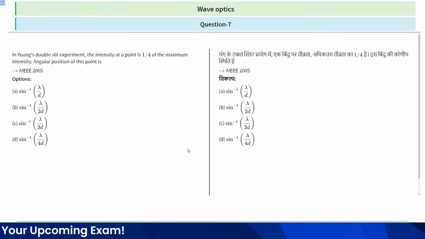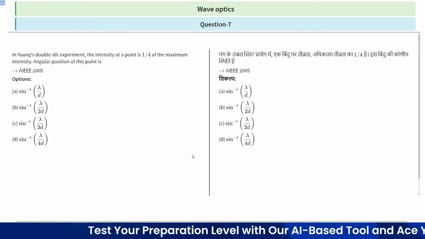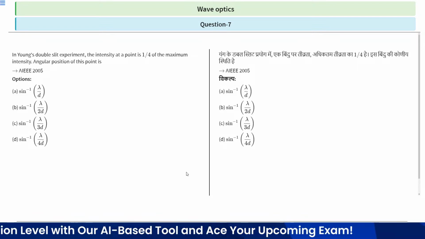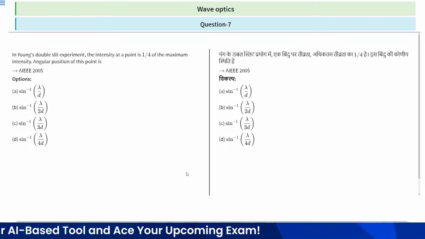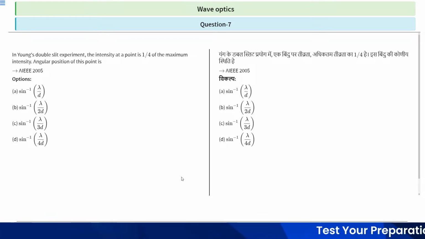Given options: option A is sine inverse lambda by d, option B is sine inverse lambda divided by 2d, option C is sine inverse lambda divided by 3d, option D is sine inverse lambda divided by 4d. So which option is correct? Option A, option B, option C, or option D? You have some time to solve this question. After that, we will provide the solution of this question.